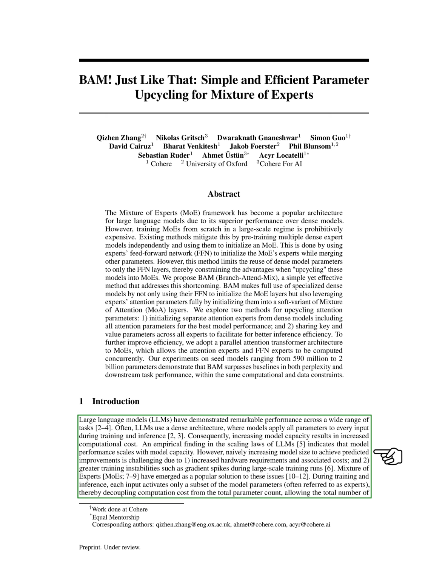Research shows that better model performance correlates with larger model capacity, but simply enlarging the model poses challenges, such as increased hardware needs and training instabilities like gradient spikes. To tackle these issues, we have seen the rise of mixture of experts, MOEs. In MOEs, only a portion of the model parameters, known as experts, is activated for each input, which allows us to increase the total number of parameters without a corresponding rise in computation.